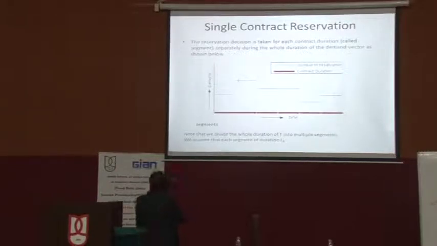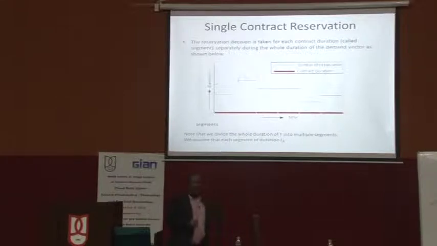Okay, so we divide the whole duration. This is T. We call this T into multiple segments. This is one segment. This is another segment. This is another segment. This is another segment. So partition your whole one year, let's say, into 3 months, 3 months, 3 months, 3 months. Okay?